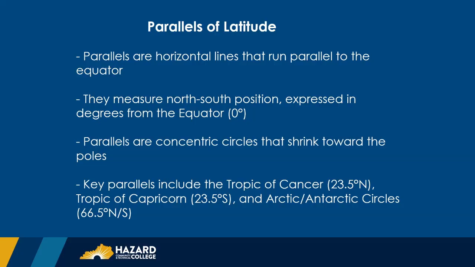Parallels of latitude. Parallels are horizontal lines that run parallel to the equator. They measure north-south position, expressed in degrees from the equator. Parallels are concentric circles that shrink towards the poles. Key parallels include the Tropic of Cancer, Tropic of Capricorn, and the Arctic and Antarctic circles.